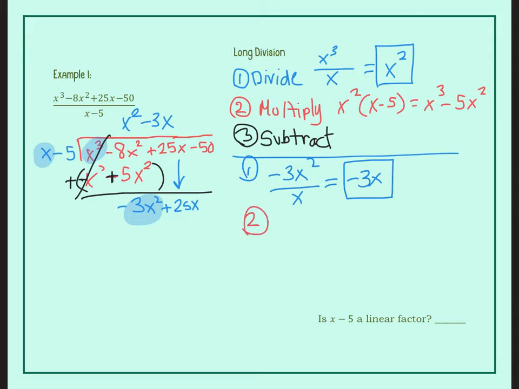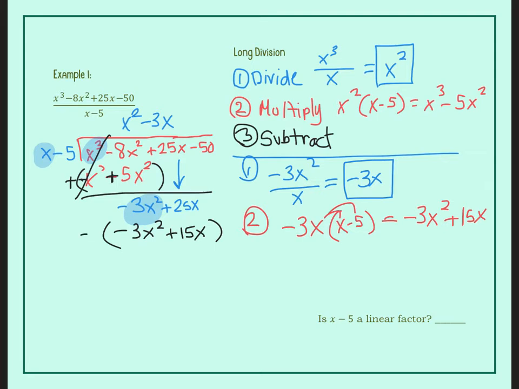Step 2 is multiply. You take the -3x that you just found and you multiply it by everything on the outside. So multiply, you get -3x squared plus 15x. So step 3 is subtract, which means I'm going to change both of those signs. So I have -3x squared and I have a plus 15x. But because I'm subtracting this, both the signs are going to change. This will change to a positive, and this is going to change to a negative.